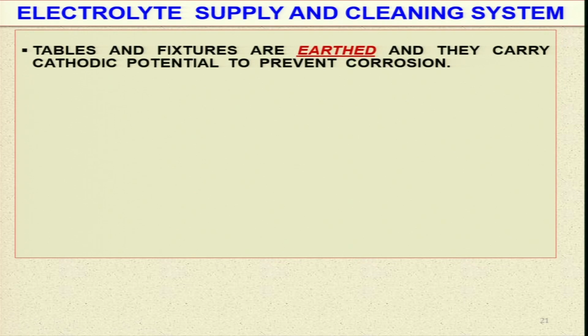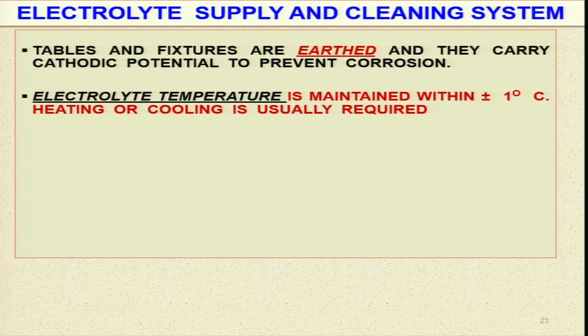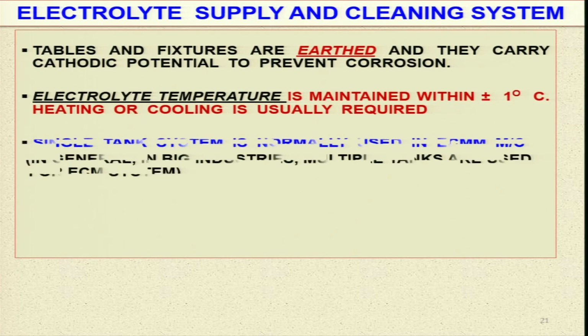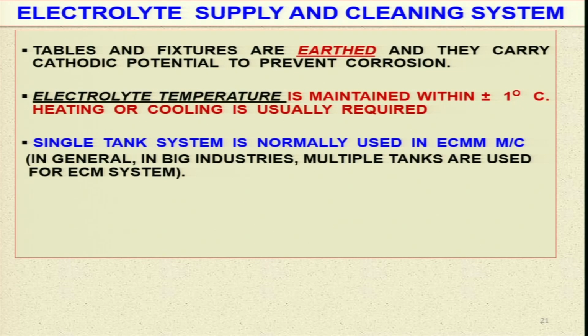Electrolyte supply and cleaning system again. Tables and fixtures are earthed and they carry cathodic potential to prevent corrosion. Electrolyte temperature is maintained within plus minus 1 degree centigrade. Heating or cooling is usually required, and they have the system to maintain the temperature of the electrolyte before it is supplied to the inter-electrode gap. A single tank system is normally used in case of ECMM machine.